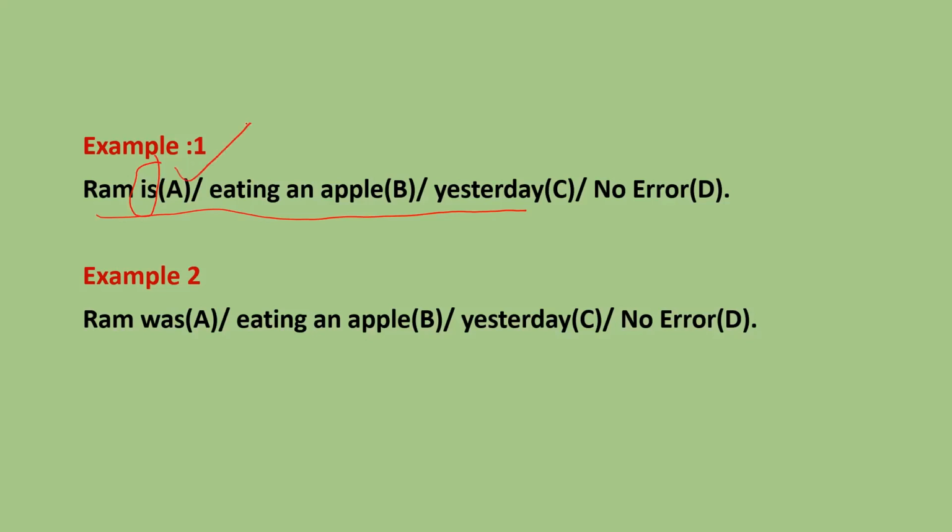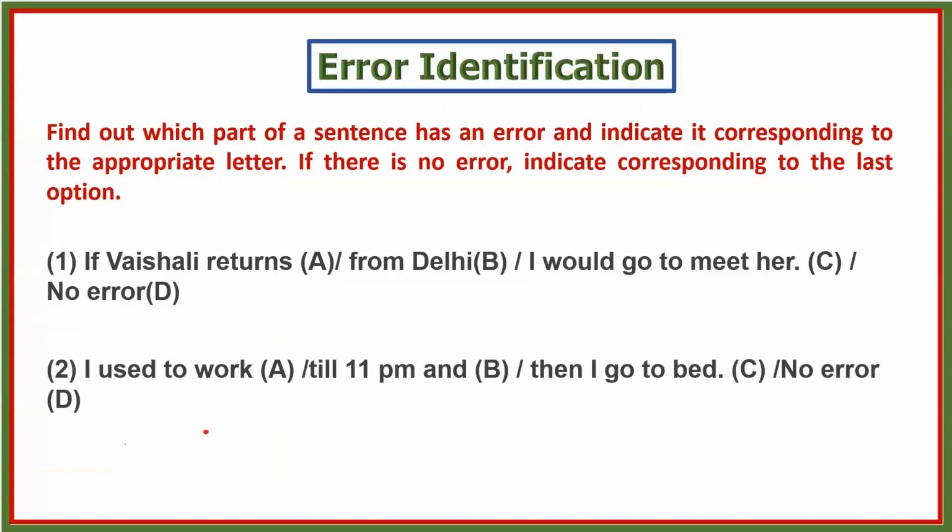Now, see example 2. Ram was eating an apple yesterday. If you see carefully this sentence, each and every part of the sentence is absolutely correct. Here, in this case, what the student has to do is go for the no error option. Let me start the exercise.